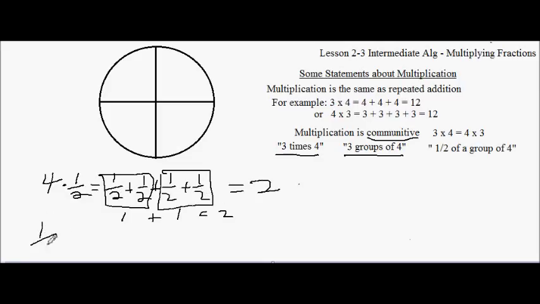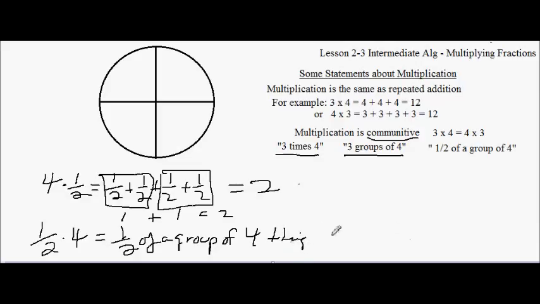Now I can switch it and say 1/2 times 4. This would be 1/2 of a group of 4 things, 4 objects, or 4 anything. So here are 4 things, 4 circles. I'm going to take a half of it. 1/2 of the 4 is these 2 things right here, 2.